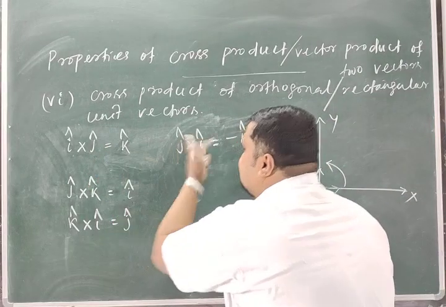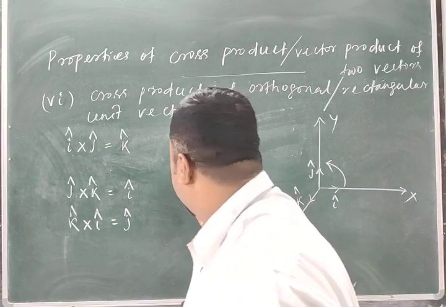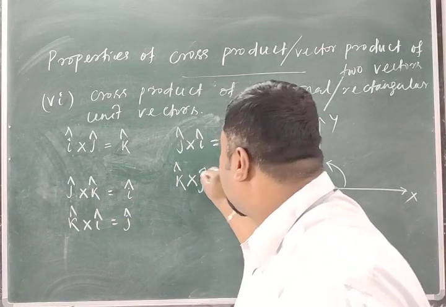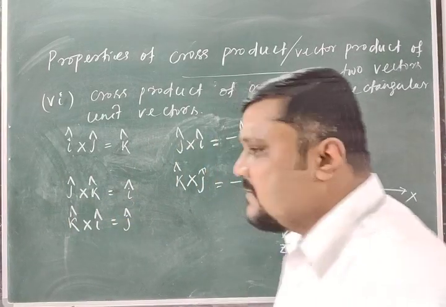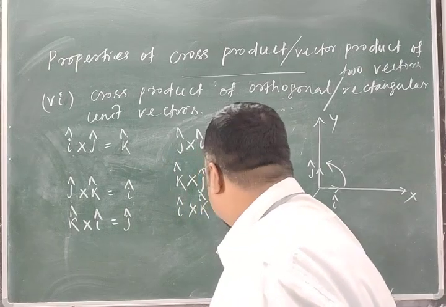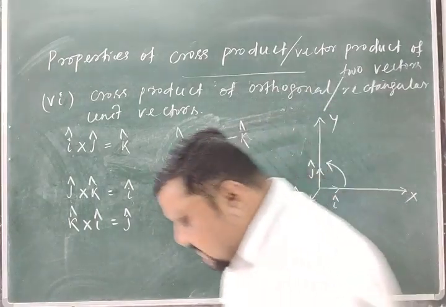Right? I cross J, J cross I. Similarly, you can do this one. K cross J, just opposite, is equal to what I will get? Minus I cap. Similarly, I cap cross K cap, what I will get? Minus J cap. So how to remember this?